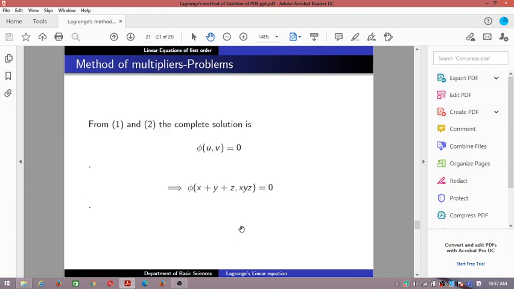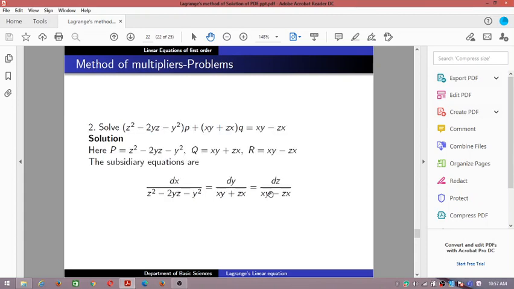Now the complete integral of the given problem is phi of u, v equal to 0, or phi of x plus y plus z, xyz is equal to 0, which is the required solution. Let us have another example.